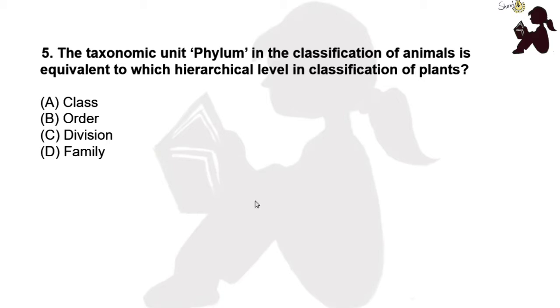Okay, so we know that the phylum in animals is known as division in the plant kingdom. So the correct answer will be option C, division. Okay, now let's move forward to the next question.